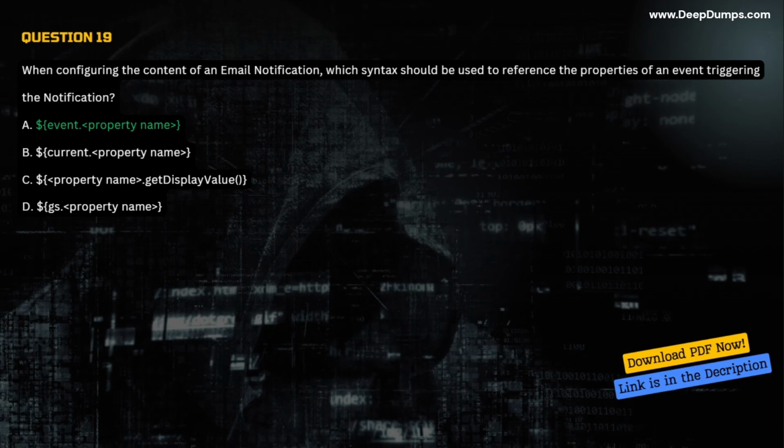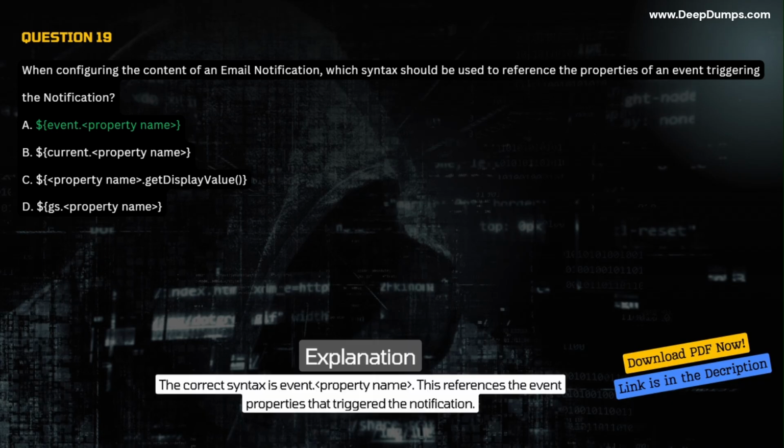Correct answer A. $event.property_name. Explanation: The correct syntax is event.property_name. This references the event properties that triggered the notification.